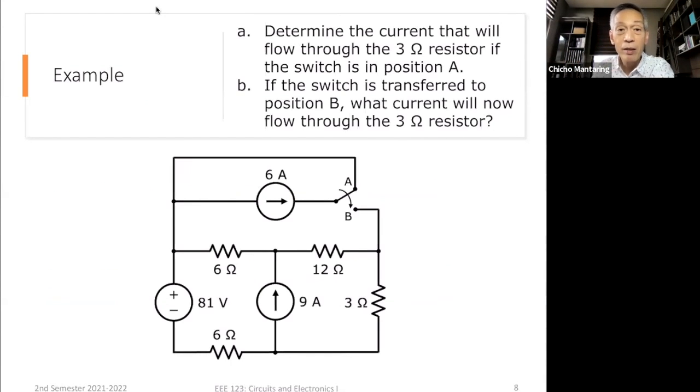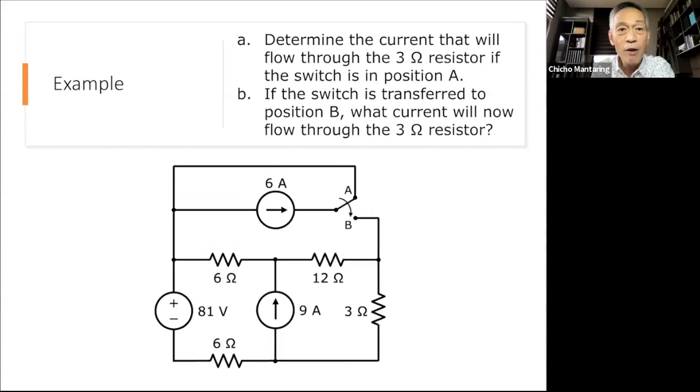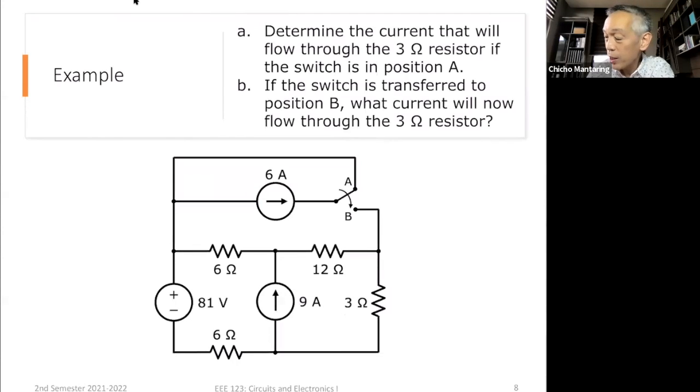Okay, so here's another example. A little more difficult, but following the same principle. Determine the current that will flow through the 3 ohm resistor if the switch is in position A. First, this is a switch. This can either be in position A or position B. With the switch in position A, we get the current through this 3 ohm resistor. Let me call this current Ix. So I want to determine the current Ix when the switch is in position A. And then I'm going to transfer the switch to position B, and I want to know what current will now flow through the 3 ohm resistor.